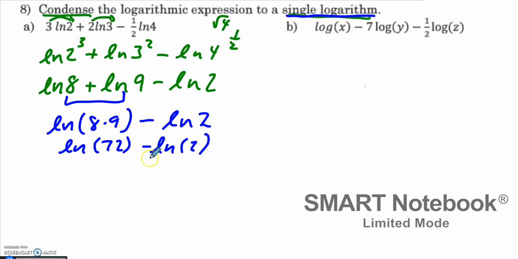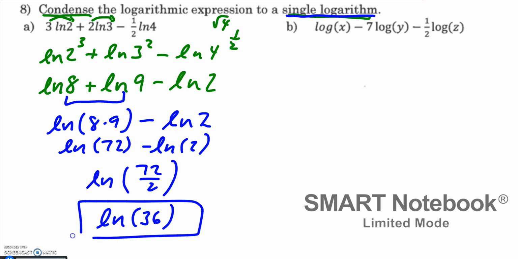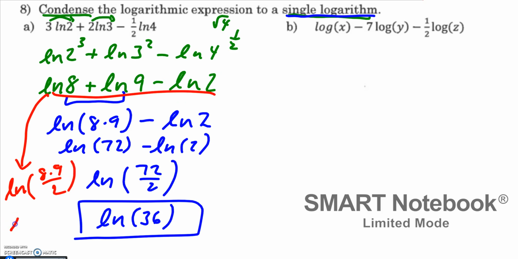If I would like to combine these two logs, if I'm subtracting two separate logs, that is the same as a single log with the arguments being divided. So that is how the final answer is ln of 36. Now, some of you at this step right here may not need to do it in two steps. Some of you may recognize right here that if you're adding two separate logs, the 8 times 9 will be on the top. If you're subtracting the ln 2, the 2 would go on the bottom, and you can more quickly get to ln of 36. I took it in steps just for those that it might help.